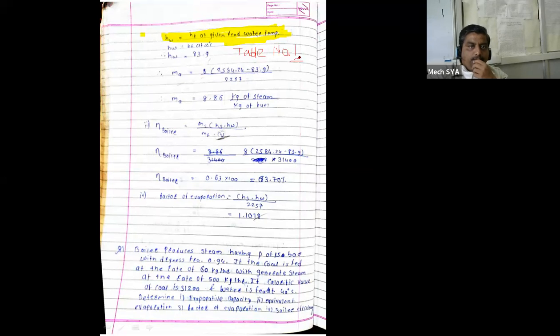Table number 1. Now we got HS and HW. Then we have to only use them in the formulas. So ME is equal to 2584.24 minus 83.9 divided by 2257. And this value will be 8.86 kg of steam divided by kg of fuel.